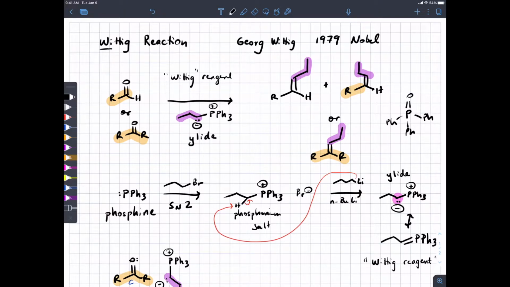The Wittig reaction is a Nobel Prize-winning reaction between an aldehyde or a ketone and a reagent called an ylide, or a Wittig reagent. The process makes a new carbon-carbon double bond between the negatively charged carbon of the ylide and the carbonyl carbon of your aldehyde or ketone. And you also make triphenylphosphine oxide as a product. This is very stable and drives the reaction forward. Where stereoisomers are possible, you get both, and we won't worry about controlling E versus Z.